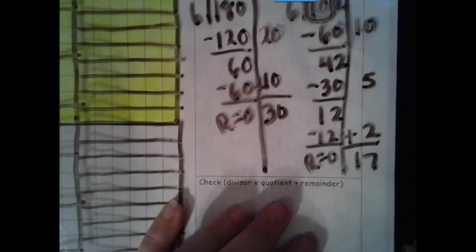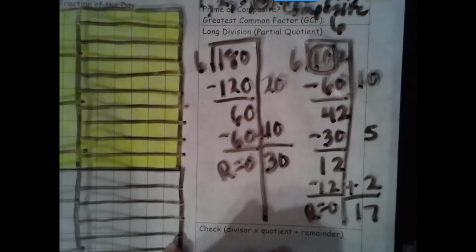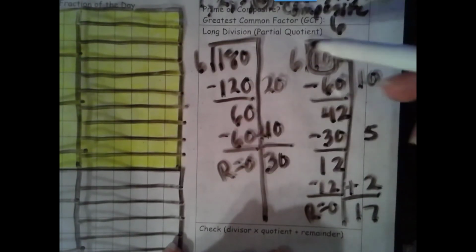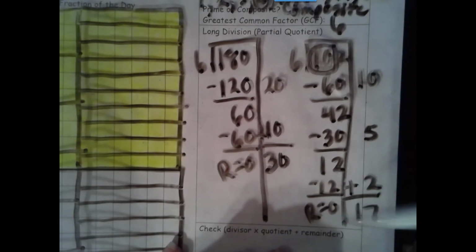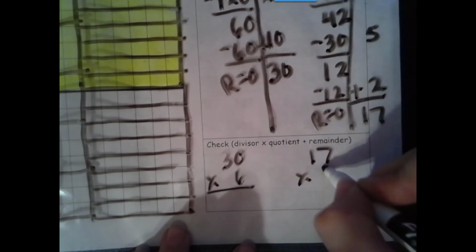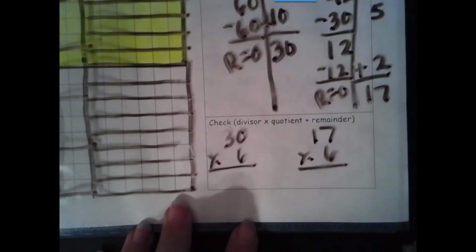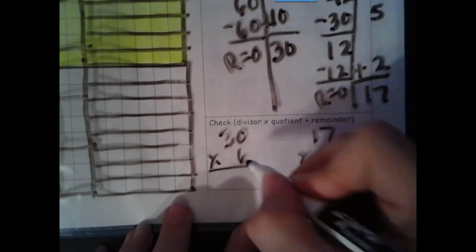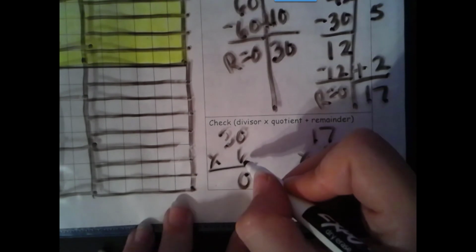Now we need to check using our inverse operation. Divisor times quotient plus remainder, divisor times quotient plus remainder. Since our remainder is 0 for both, and the identity property of addition says when you add 0, it stays the same, we don't need to actually add the 0. 3 groups of 0 is 0. I'm sorry, 6 groups of 0 is 0.